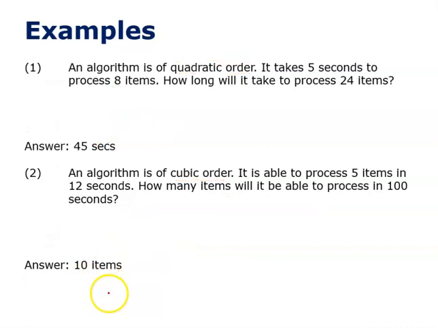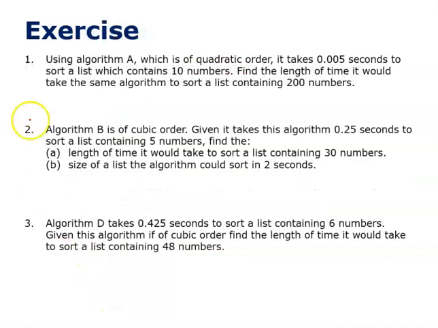So that makes sense. Now we've got similar ones here, a little exercise. You're welcome to pause this and watch me afterwards, but I'm just going to do it anyway. It's quadratic. I just do n and t every time. It takes 0.005 to do 10 numbers. Find the length of time it would take to do 200 numbers.